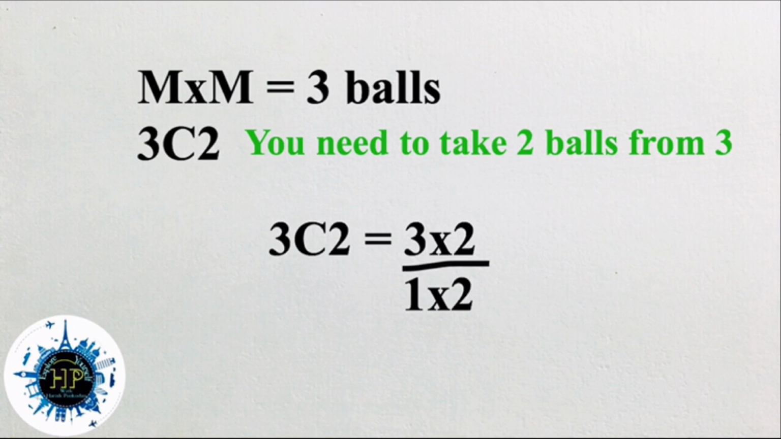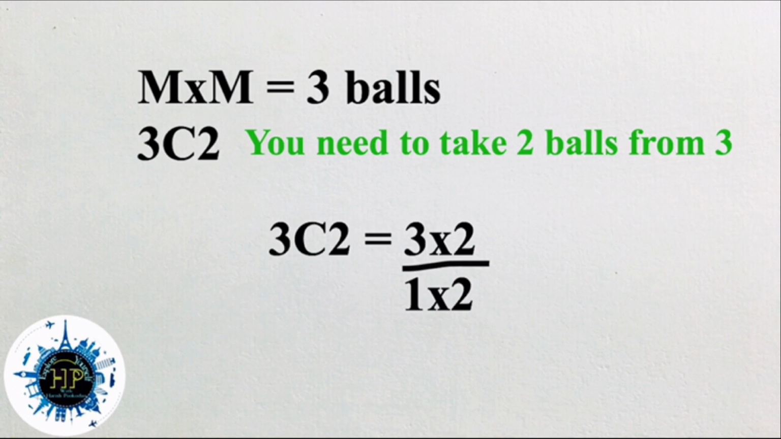That is the question: 3 balls are there, and from those 3 balls we need to take 2 balls. So now the formula is like this, 3C2 is equal to 3 into 2 divided by 1 into 2. So I think you have some confusion right now.